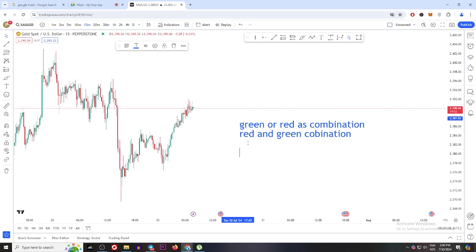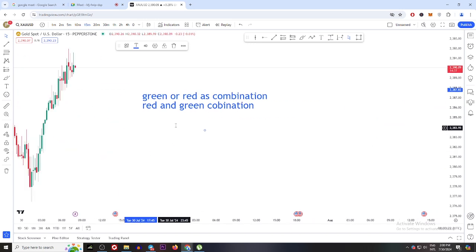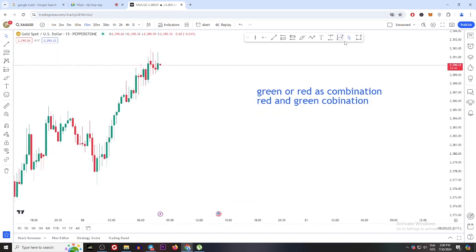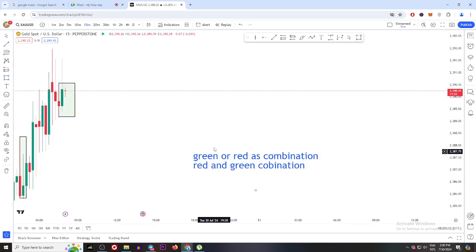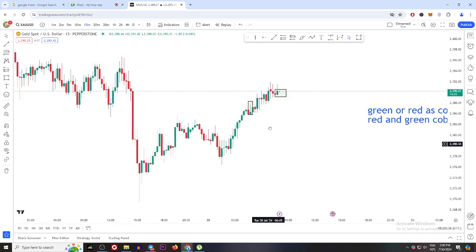Secondly, whenever you see the same color candle, this is not a combination. Combination is only where green and red meet; we can call this a combination. Now the second part: why do we need combination?